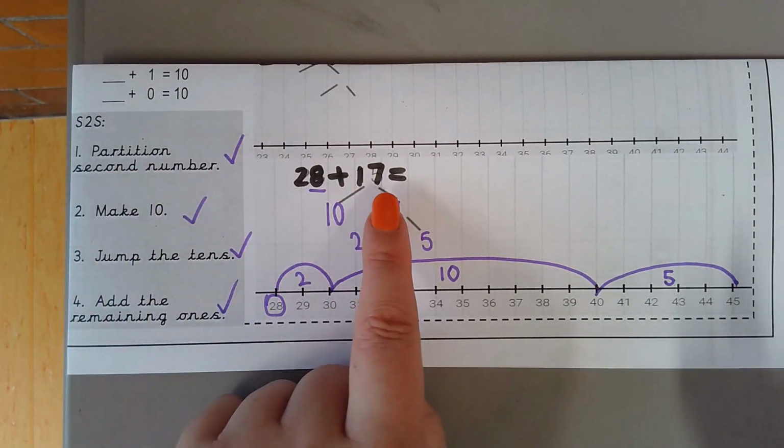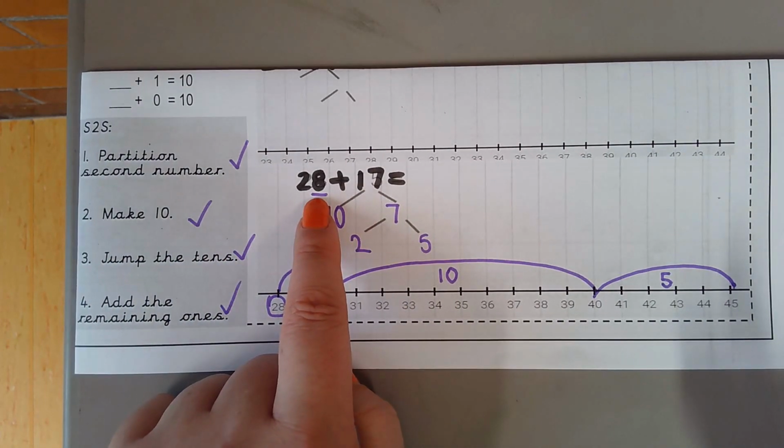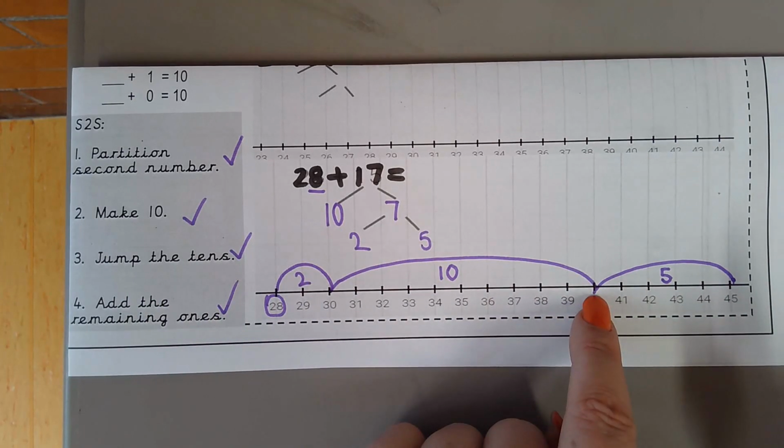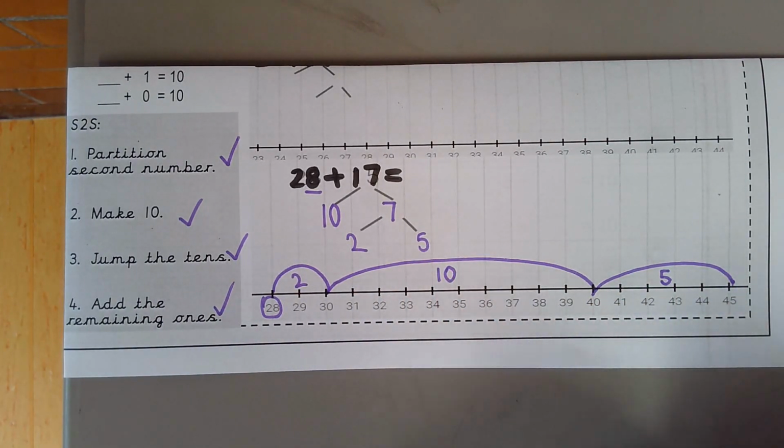I partitioned the second number. I made the first number up to 10. I jumped the 10, and then I added the remaining ones. Enjoy your lesson.